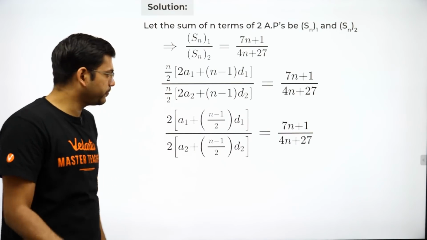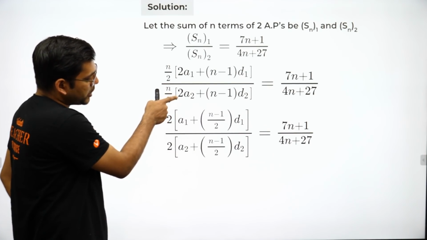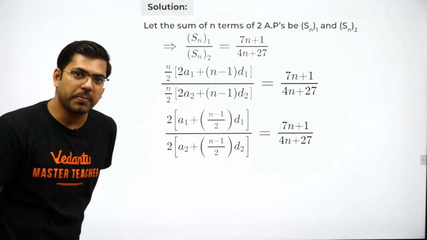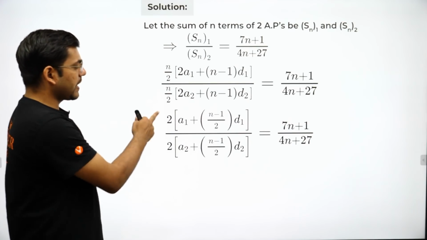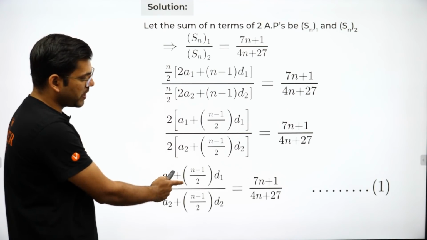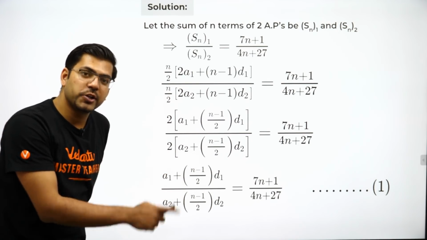Okay, I guess I'm clear. Similarly, for the denominator also, I have taken 2 common. Here in this term there is no 2, so the denominator would be 2. Now this 2 and 2 would be cancelled. And what would we be left with? We would be left with a1 plus n minus 1 divided by 2 into d1, divided by a2 plus n minus 1 upon 2 into d2.